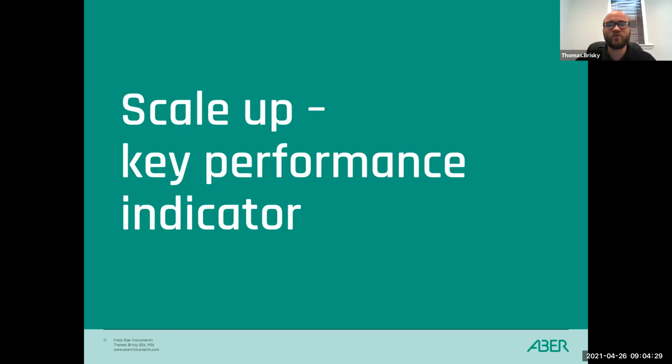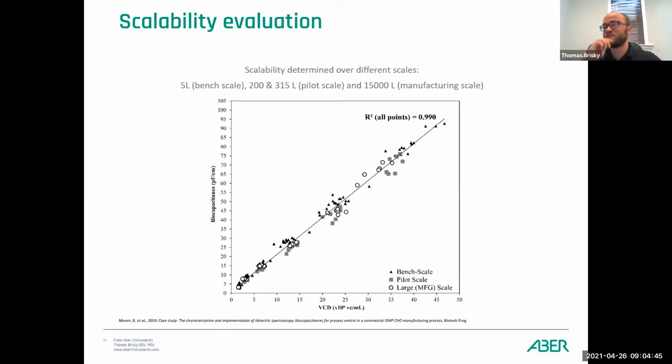The trick is to find scalability indicators. So, if it looks this way on the benchtop, it should look this way in the larger bioreactors. Capacitance has been proven to be a good scalability indicator. Here we have an example where Biogen assessed the scalability of capacitance sensors from benchtop to their manufacturing scale, so from 5 liters to 15,000 liters during the exponential phase of growth.